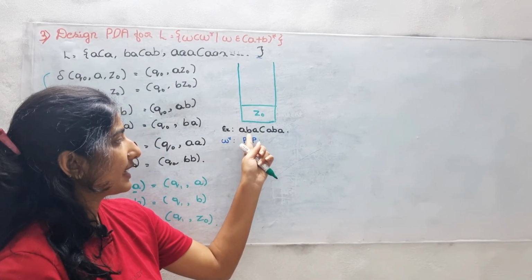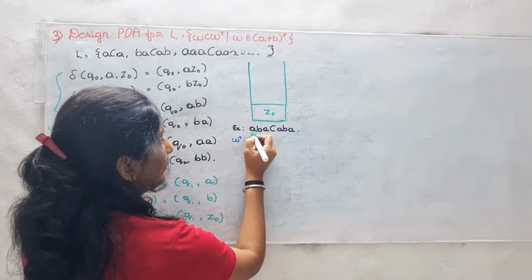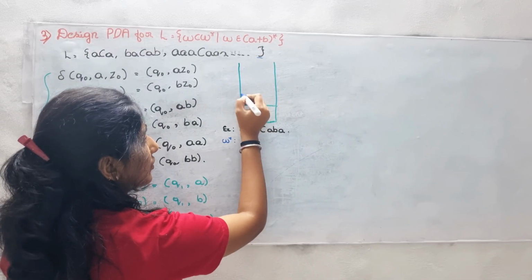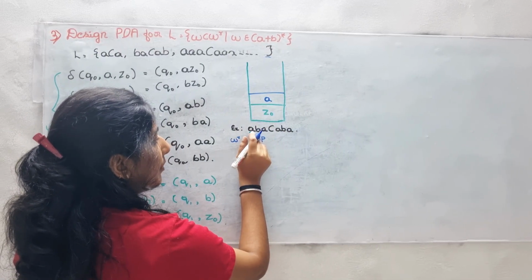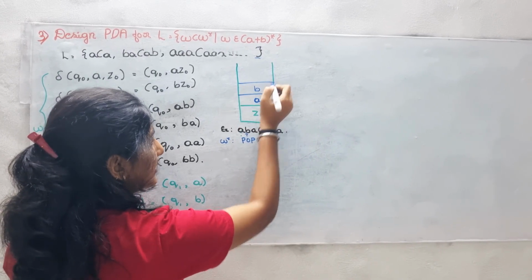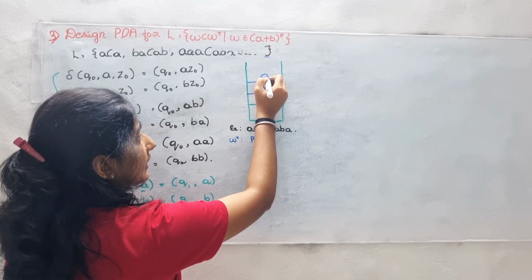So let us take the example of this string. When I get this A, if the marker is on A, what will I do? I will push that A into the stack. And then if the marker moves from A to B, I will push that B into the stack.